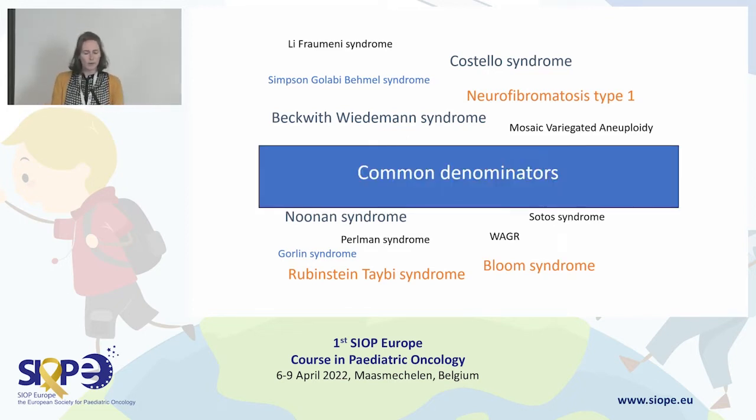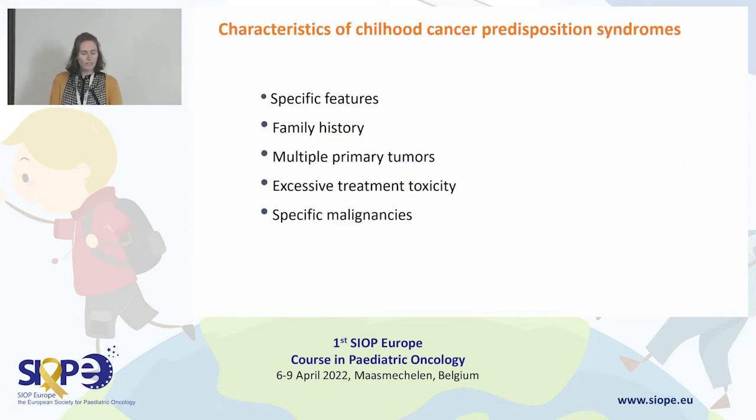So I grouped these characteristics of all these different syndromes. And there are 5 categories, and the first one is broad specific features. That includes short stature or hyperpigmentation, etc. Then, of course, the family history. Children with multiple primary tumors, then you always need to think of predisposition unless there is a very clear correlation with treatment. Children who experience excessive treatment toxicity, and specific malignancies.